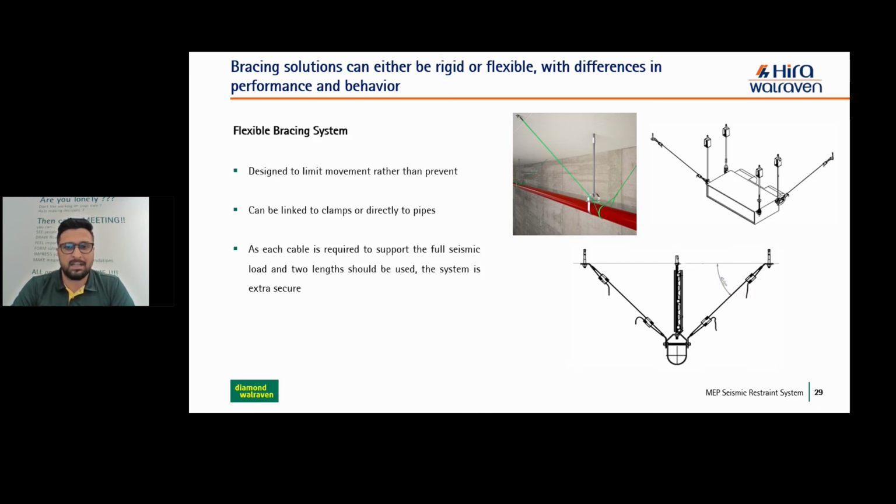The flexible bracing system is used to control the motion the same as rigid, but this flexible system shall be used to control from both sides, as it only functions for tension forces. It has its own benefits, and it can be linked directly to the pipes or clamps. It depends on the application. As each cable is required to support full seismic loads and two lengths should be used, the system is extra secure. To make the system extra secure, both cables should be applied from both sides of the pipe with the same angles.